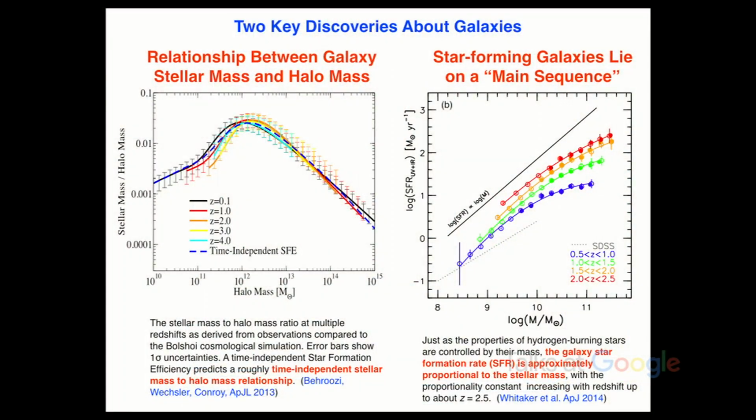So one is the stellar mass to halo mass ratio as a function of halo mass. Milky Way is about a 10 to the 12 solar mass object. So Milky Way is right around here. And that means that about 2 or 3% of the mass of the Milky Way is stars.